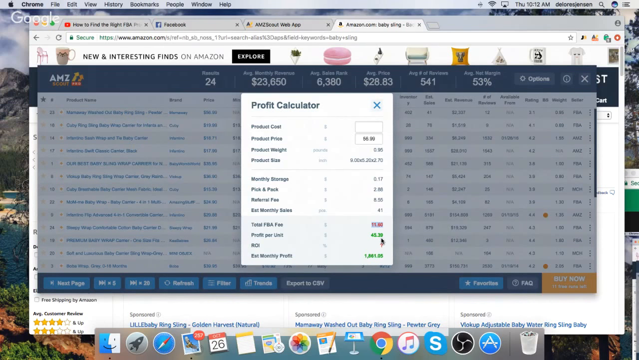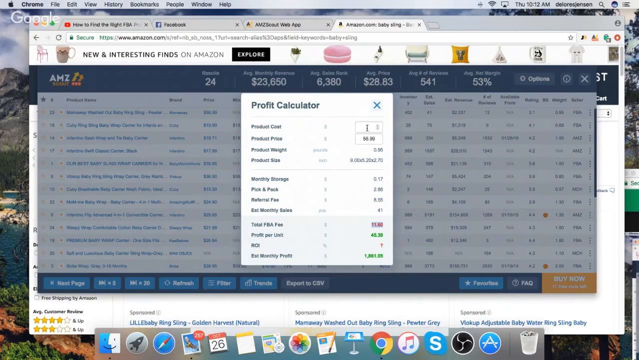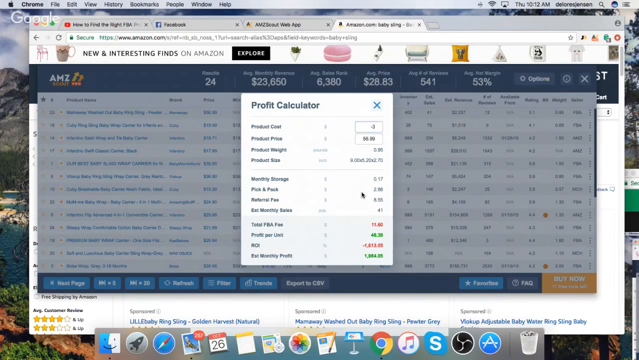Sorry for that. You also need a product cost. You need to get to know the product cost from a Chinese supplier or from anyone. And that's how you'll see the profit per unit. And again, do not forget to subtract the marketing costs and the shipping costs from this profit.